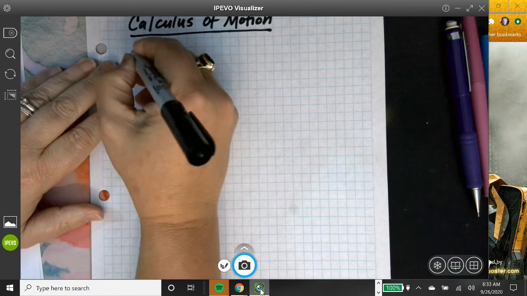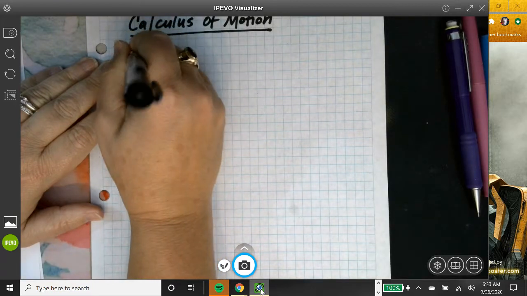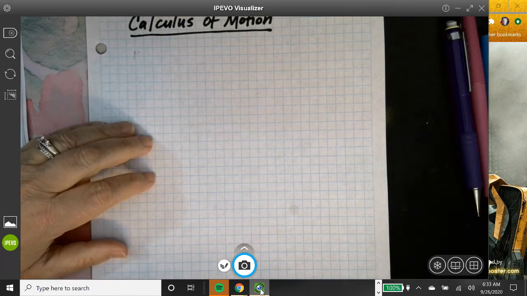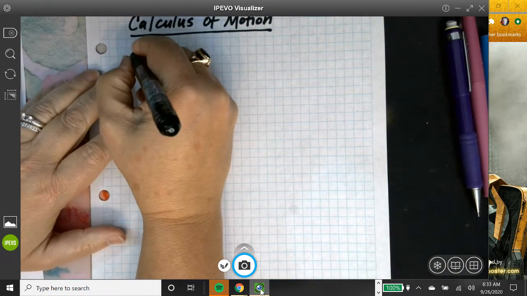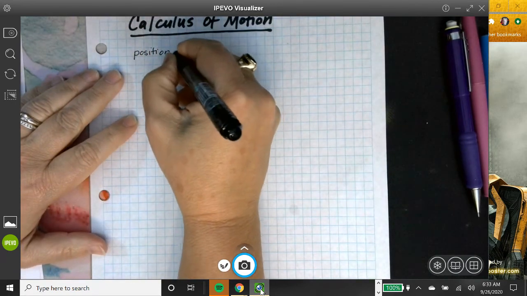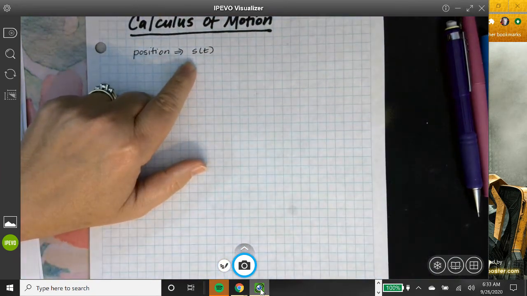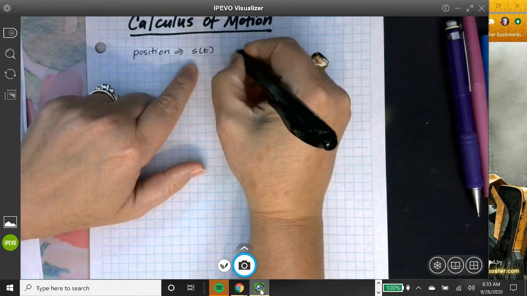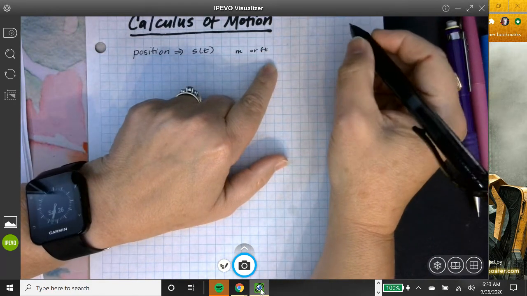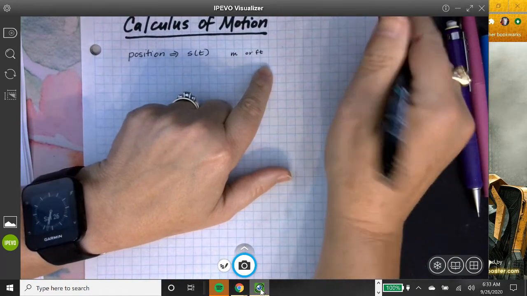Well, first of all, there's a function that we typically call position. Now, of course, my pen doesn't work. Okay, and in calculus, oftentimes we use the function notation S of t for position. And we'll measure position in meters or feet or any other linear unit like centimeters, inches, whatever unit of measure you can think of, okay?